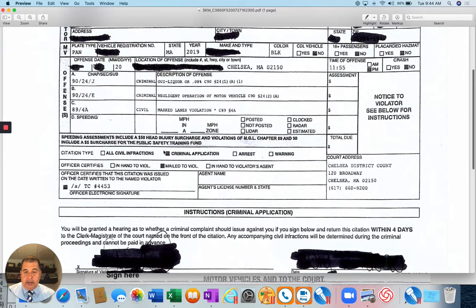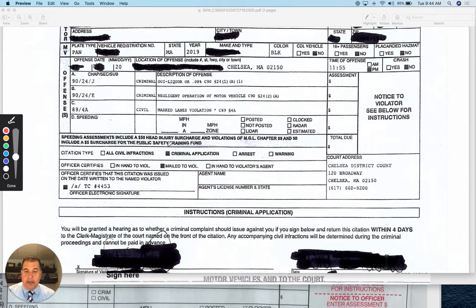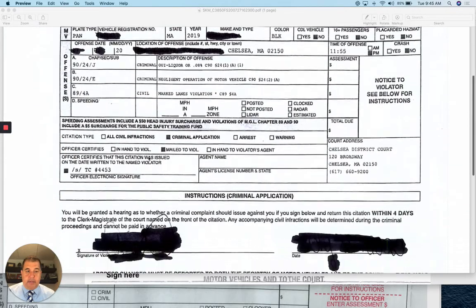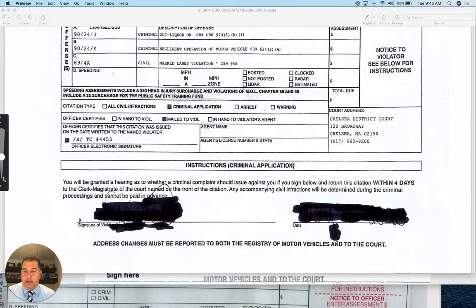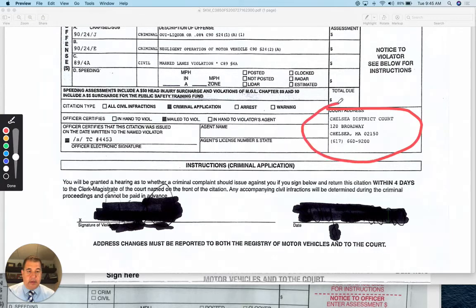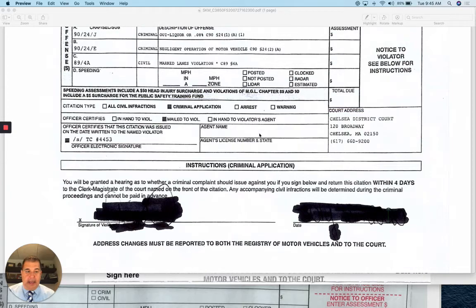As you can see, like we talked about before, they do have criminal application checked off here. The offenses here are in fact criminal in nature. There was no arrest in this particular case. And the reason I wanted to show you this is, even though the top part looks very similar, at the bottom here, you see how they have the court address for this particular person. The court address is right here. And even though this is very similar, what's different is the instructions.